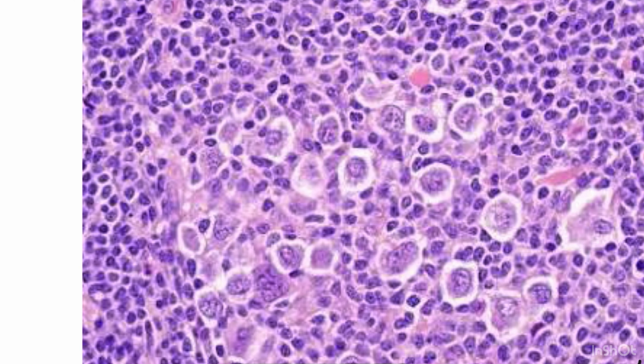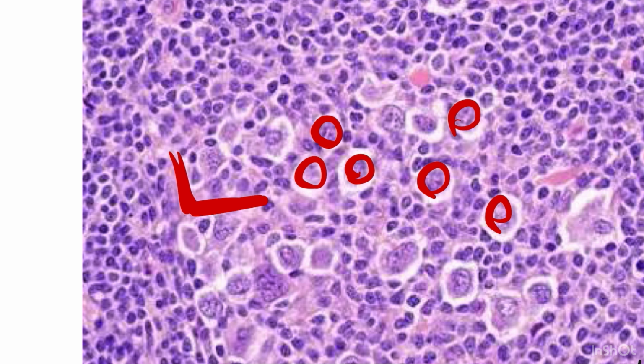And here, this light pinkish are the fibrous bands. These are the cells. These are the inflammatory background containing the lymphocytes. So these are the fibrous bands. These are the cells, RS cells. These are the RS cells. This is the inflammatory background here with all the lymphocytes.